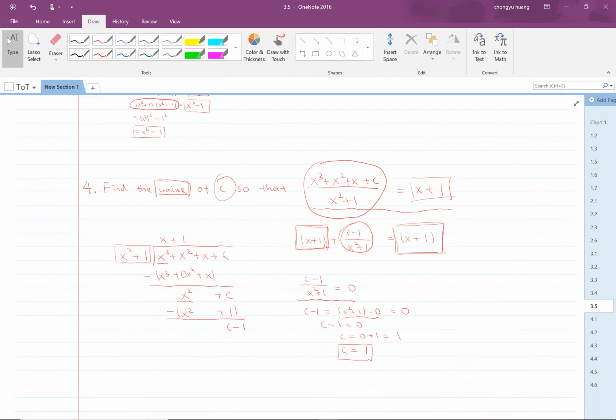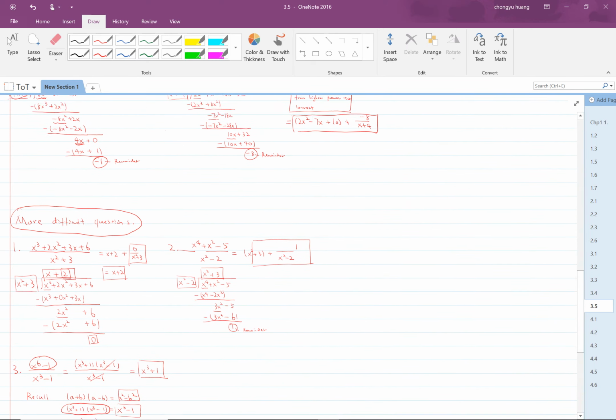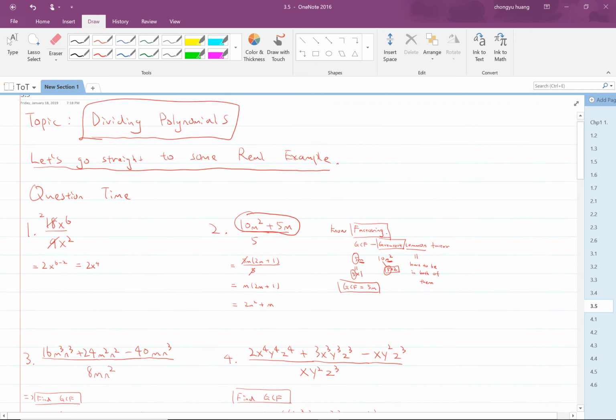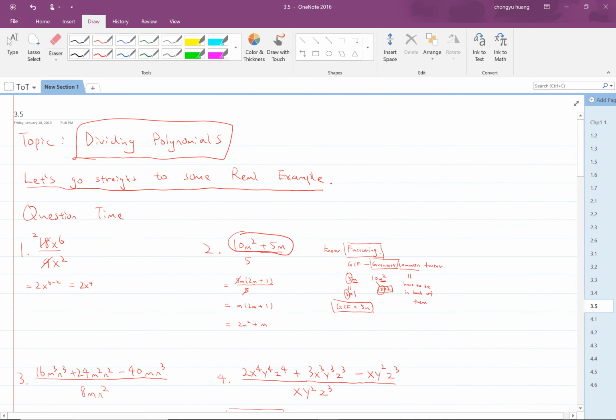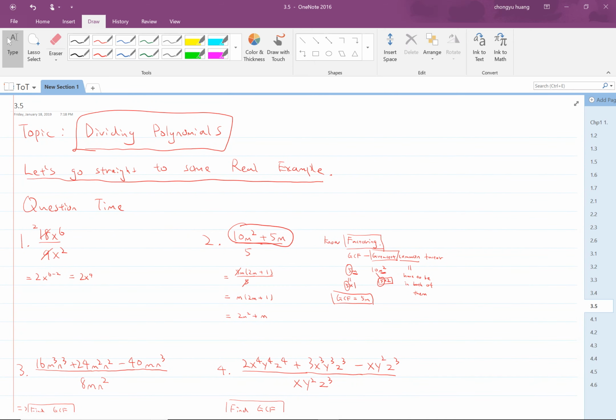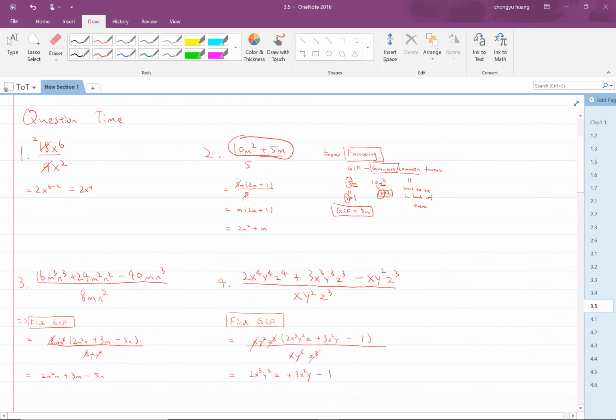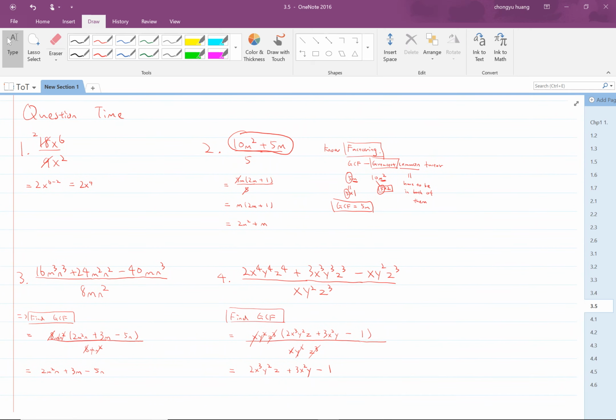Okay, so that's everything for this topic. Basically, in this section, we talked about the summary. For the summary part of this topic, we basically talked about dividing polynomials, and since there are not many really important properties, we went straight to some real examples. And that's basically it.